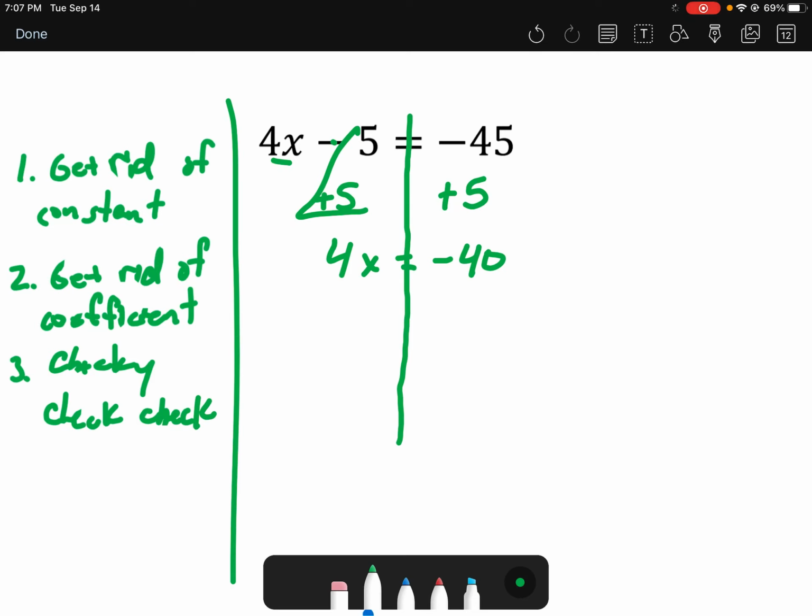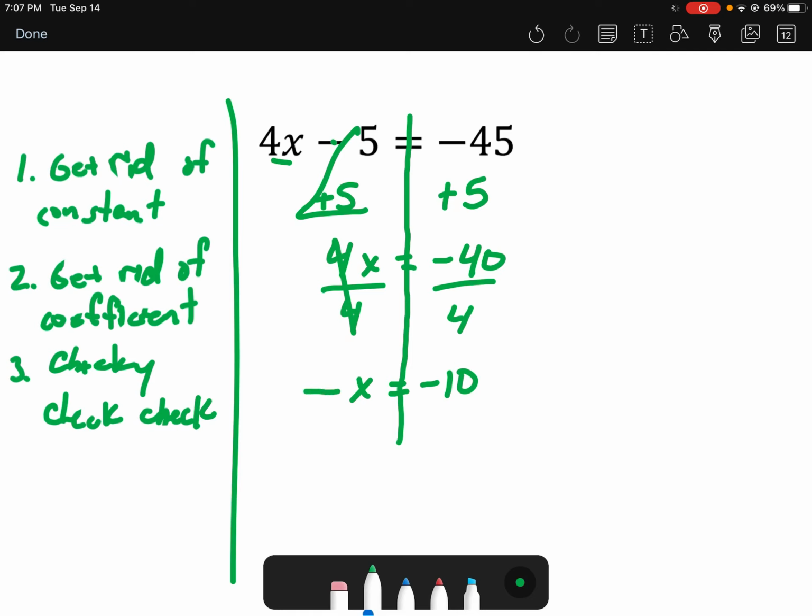Now I need to get rid of that coefficient. I just have 4x here, which means I'm multiplying. So the inverse operation would be to divide. On the left side, when I divide by 4, that's just canceling out the 4's, giving me x. And then on the right side, I have negative 40 divided by 4, which is negative 10. x is by itself now. I have solved my equation.